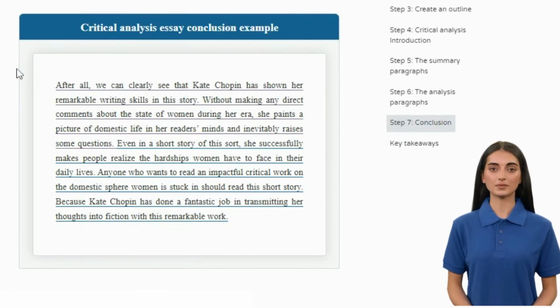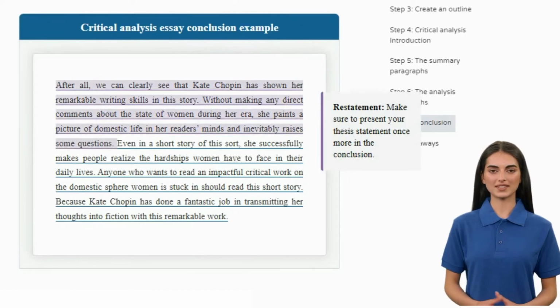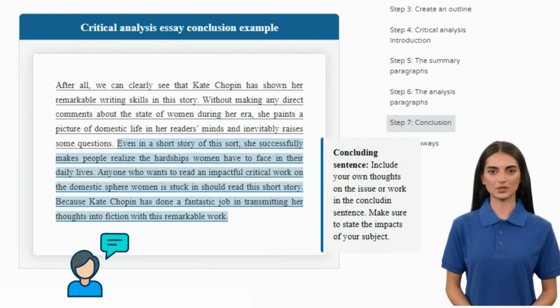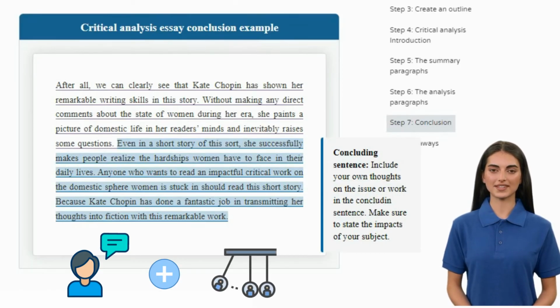So this is the last paragraph of your essay. After expressing your well-written opinions in multiple paragraphs, it's time to wrap up your essay with a compelling conclusion paragraph. Now let's analyze the example of a conclusion. As you can see, the writer restated their thesis statement at the beginning of the conclusion. Make sure to rephrase your statement when doing this. Then we see the concluding sentence that covers all the main parts of the essay. Here, make sure to include your personal thoughts on the issue or work and highlight the impacts of your subject. This will help bring a strong and meaningful conclusion to your essay.